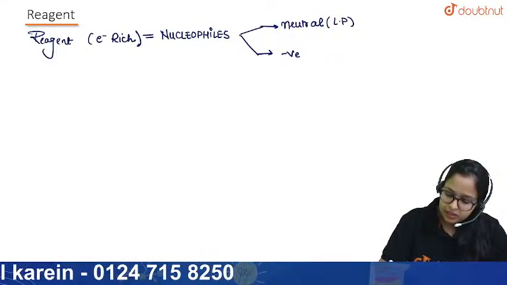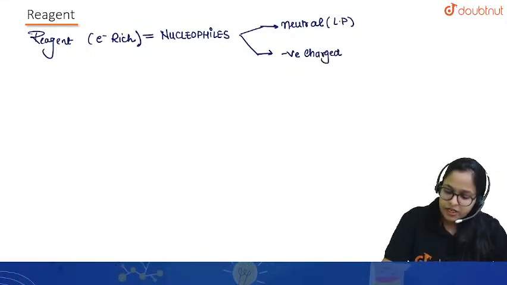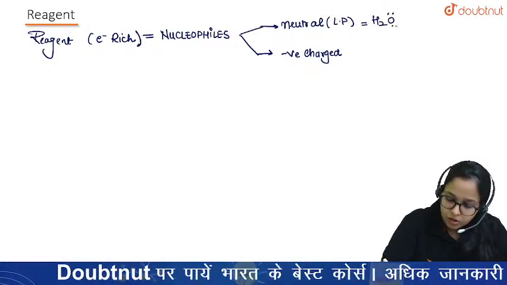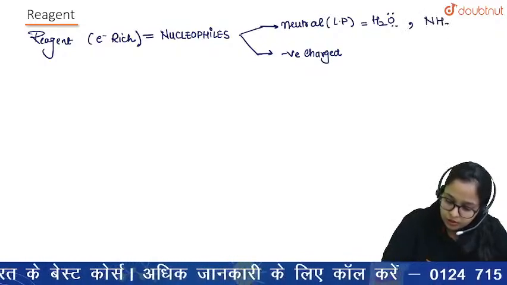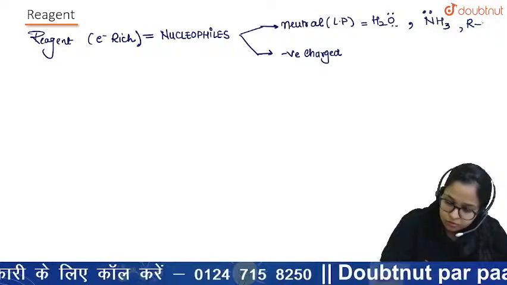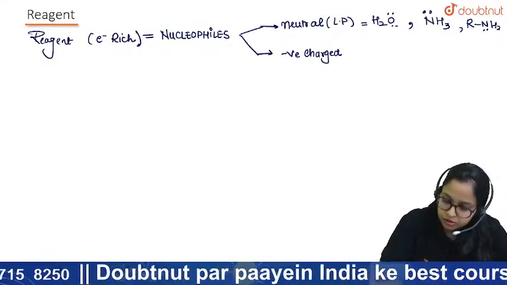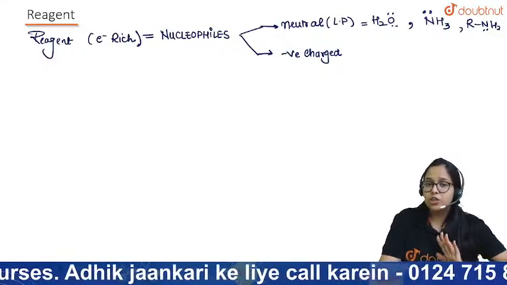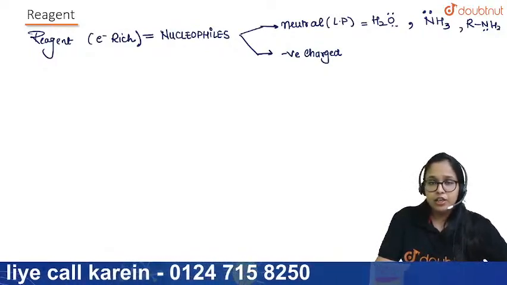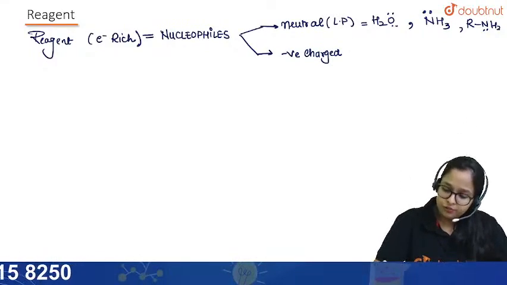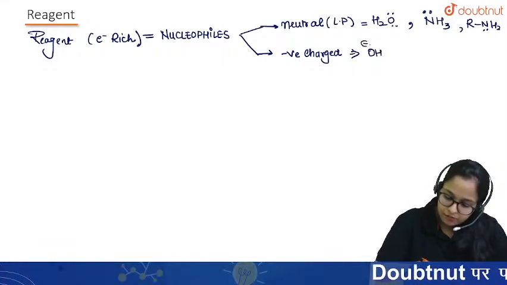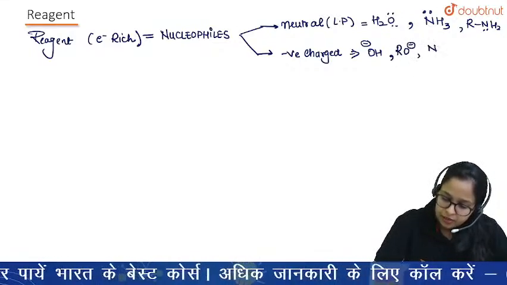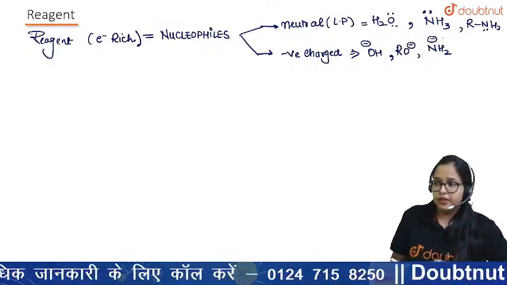or they are negatively charged species. If we consider neutral nucleophiles, we have the examples of water, because oxygen has two lone pairs, and also ammonia and RNH2. They are all the attacking species which are neutral and have an excess of electron density, hence they are nucleophiles. Negatively charged nucleophiles are OH minus, because it has a negative charge, RO minus, NH2 minus. They are all negatively charged nucleophiles.